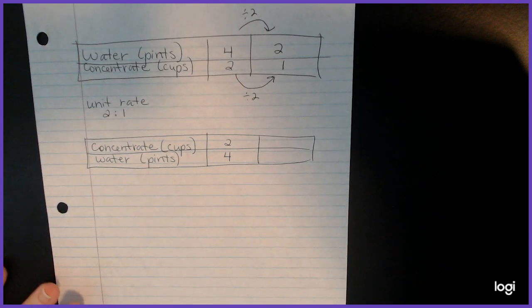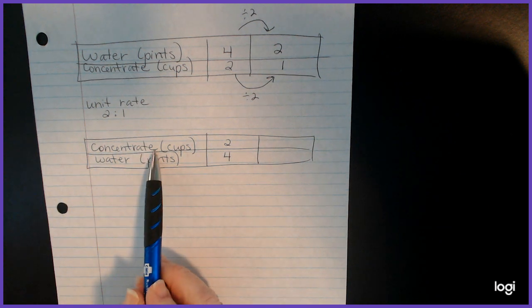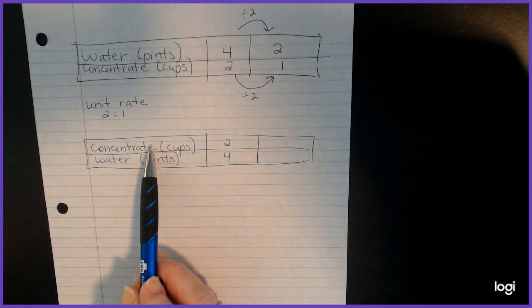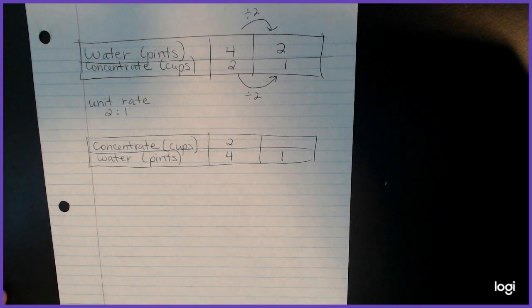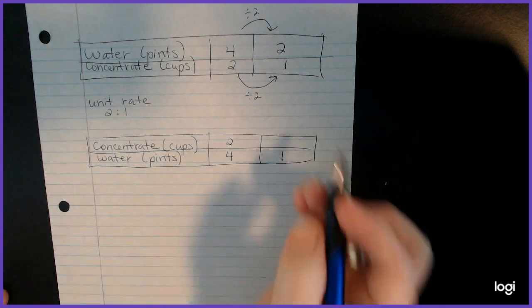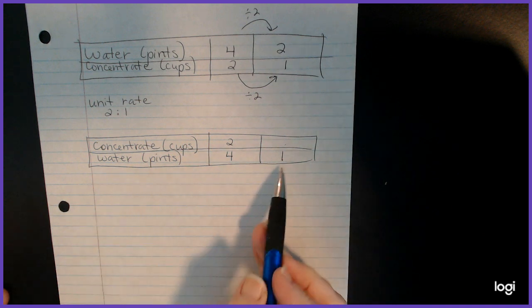All right, well, if you notice, I have the exact same table. Go ahead and draw this in your notes. But as you're putting it in your notes, you're going to notice I actually changed something. I reversed the order. Instead of putting the water on the top, I have the concentrate on the top. And the reason why I did that is, what happens if I want to find out the unit rate, and instead of the unit rate being 1 cup of concentrate, what if I want to know how much concentrate I would need if I used 1 pint of water? How would I find out what my unit rate would be in this situation?